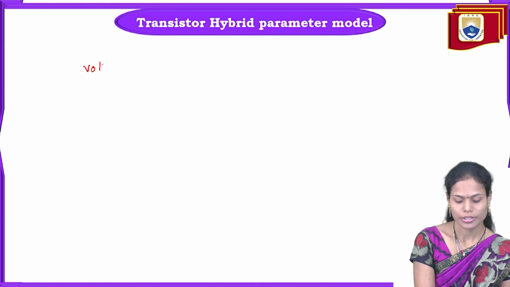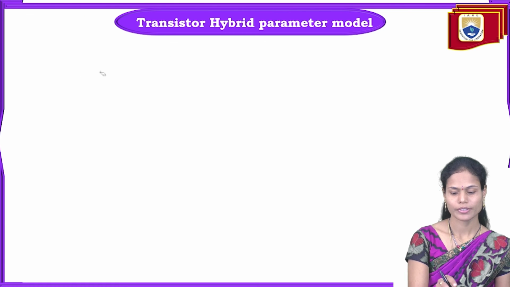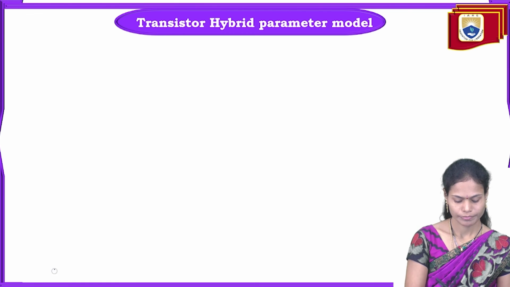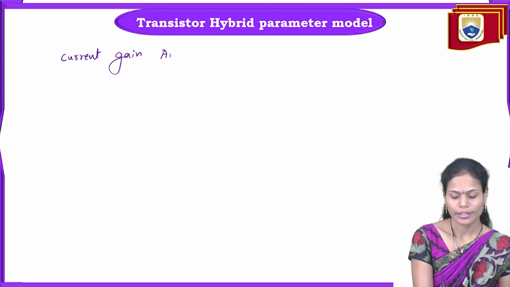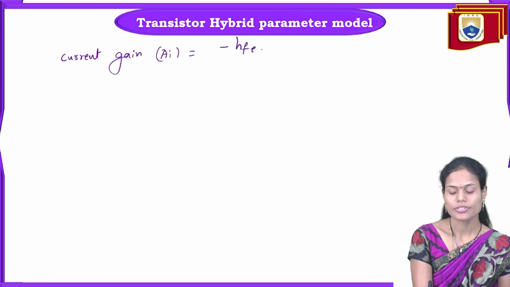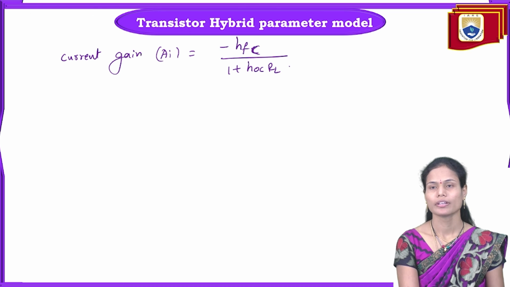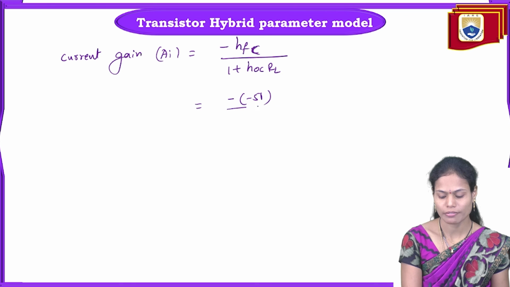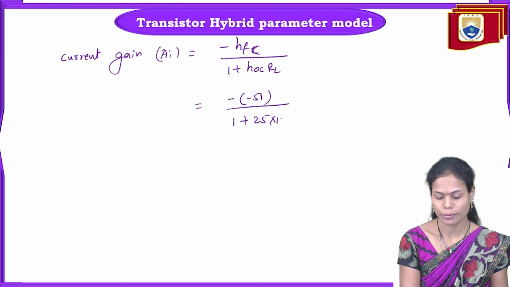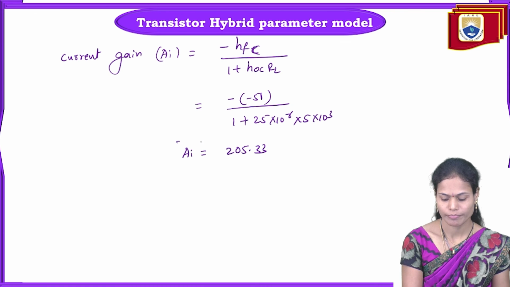Okay, the first parameter is current gain. First we need to calculate the current gain value. So current gain AI is equal to minus HFC by 1 plus HOC into RL here. So substitute the values: minus of minus 51 divided by 1 plus 25 into 10 power minus 6 into 5 kilo ohms. So it is 205.33 current gain.